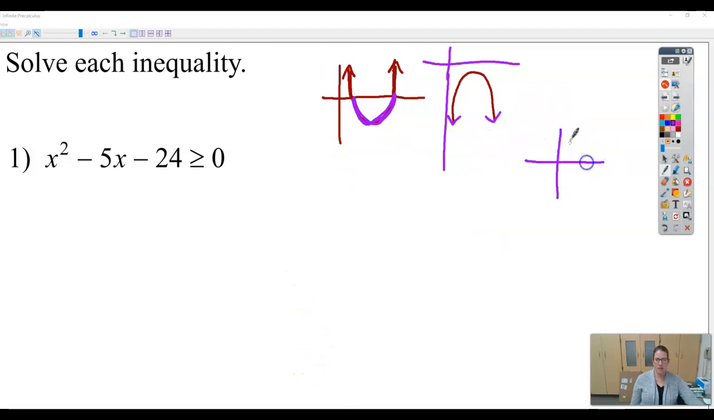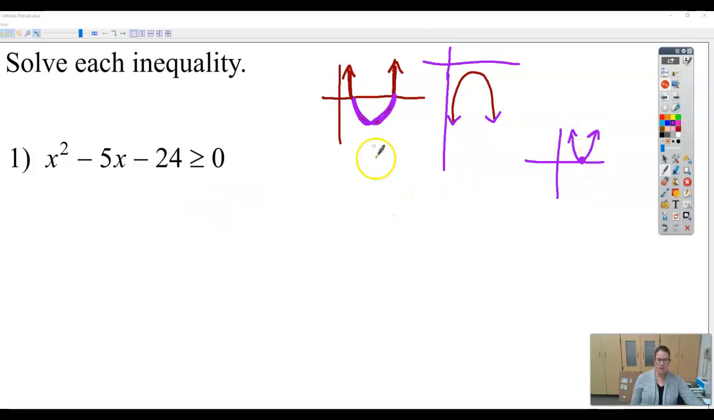If it only touches the x-axis and then turns back around, it's basically positive everywhere except for that one point where it touches, and that one point where it touches is not negative or positive, right? So if it said equal to 0, it would include that point. If it just said greater than or less than, it would not include that point.